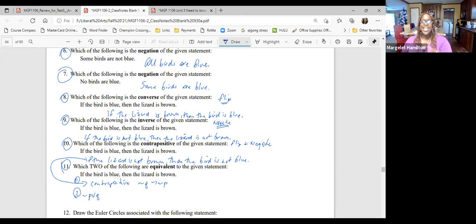So now we got to transform this. Here's our lettering. So now we know we got to negate the P. So we're going to get rid of the if-then. And we know it's going to be an or. So negate the P and we get what?